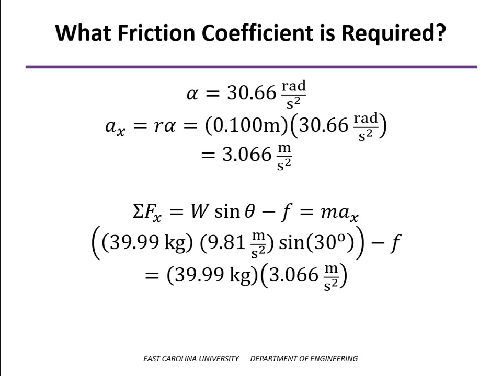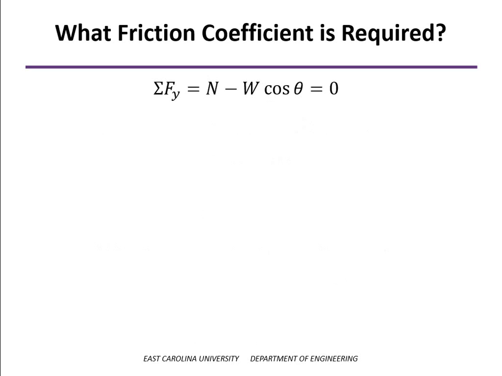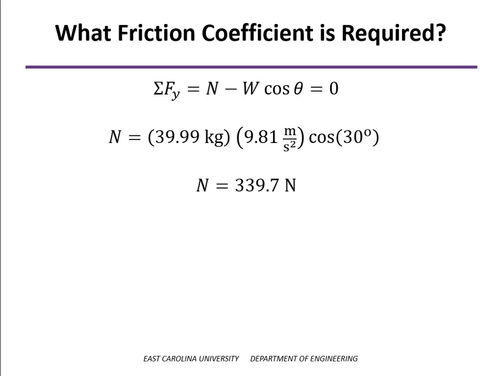So we can put in our known values, again the weight, the mass times g, the sine of the 30-degree angle, and on the right side of the equation the mass times the acceleration we just calculated, and we come up with a friction force of 73.5 newtons. Looking at our equation for the sum of the forces in the y direction, of course there's no acceleration in the direction perpendicular to the ramp, so we're able to solve for the normal force, this being the weight times the cosine of the ramp angle 30 degrees, and that turns out to be about 340 newtons.